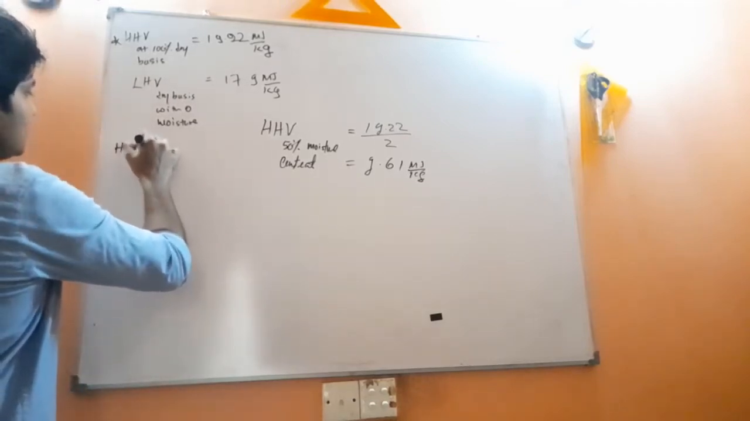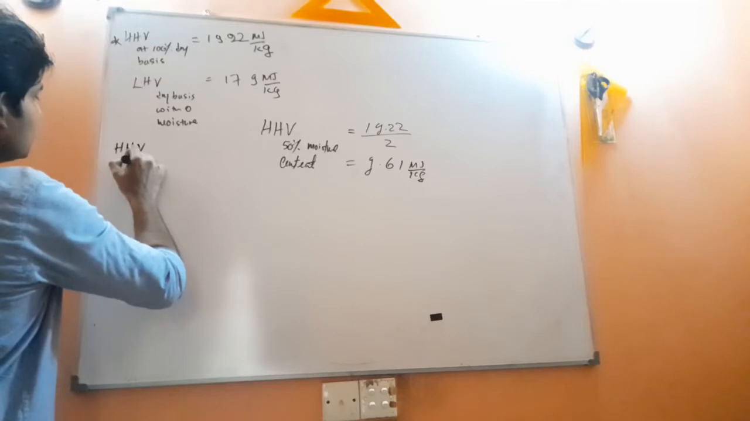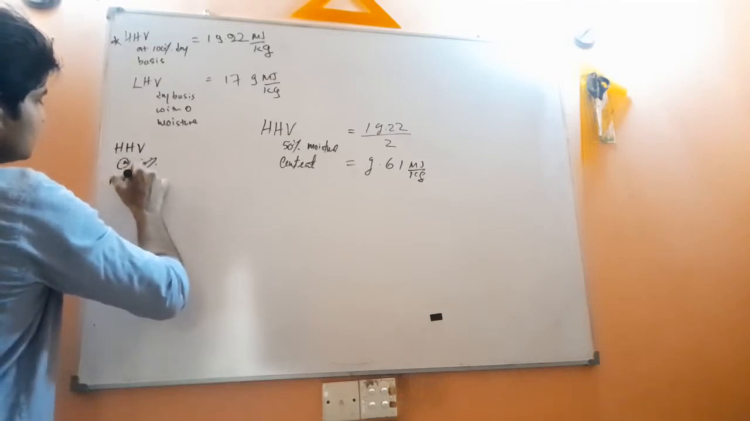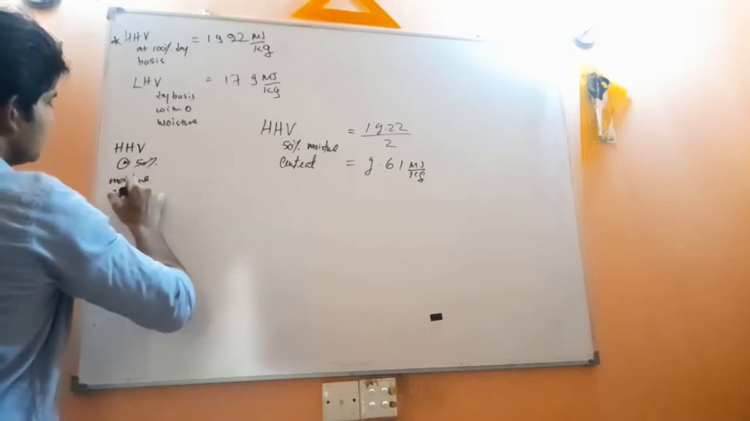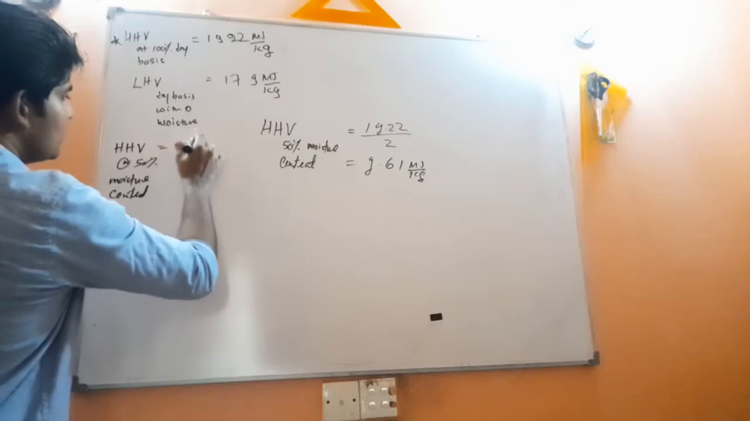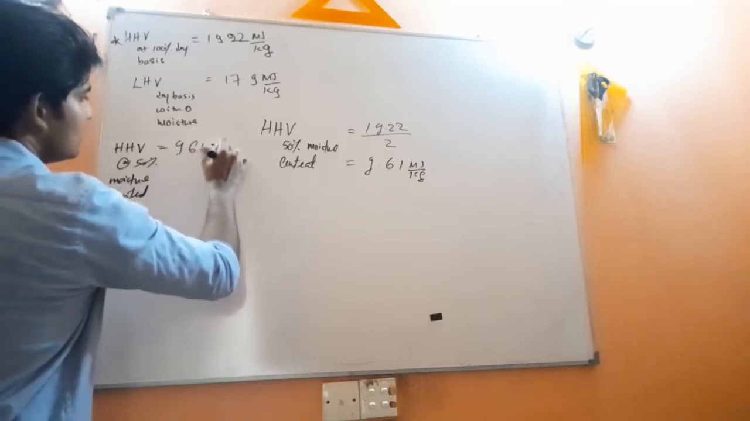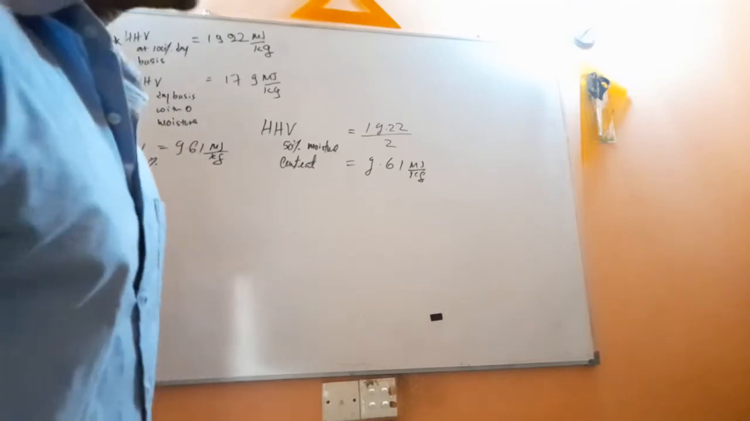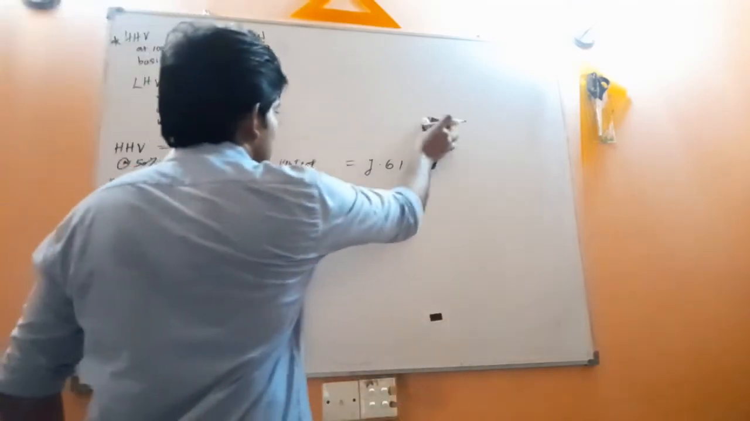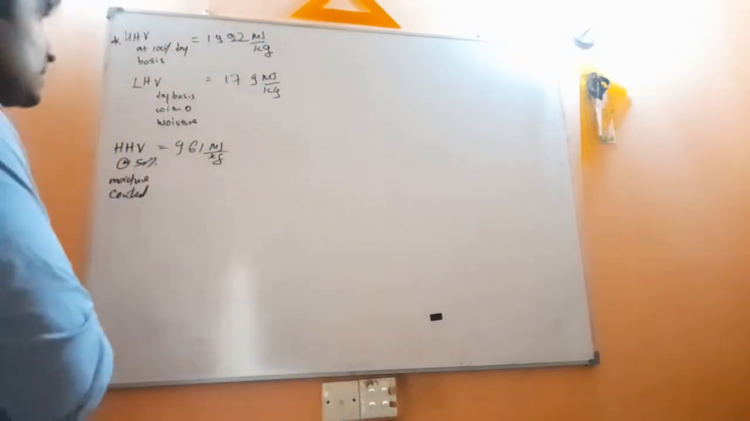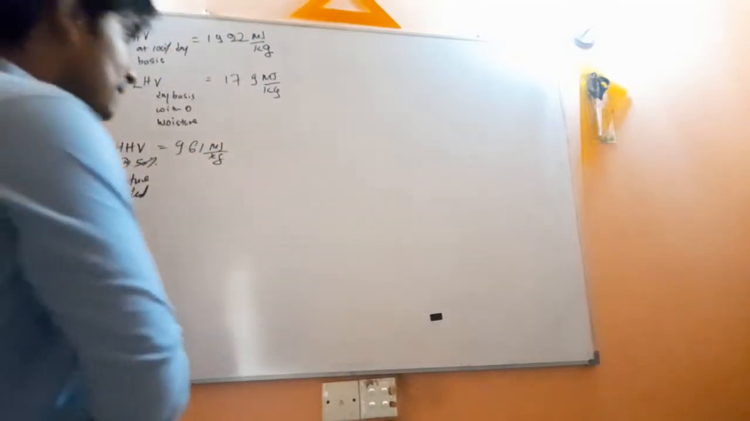Higher heating value at 50% moisture content: 9.61 megajoules per kilogram. Now the next thing, so now you need to find what is the lower heating value.